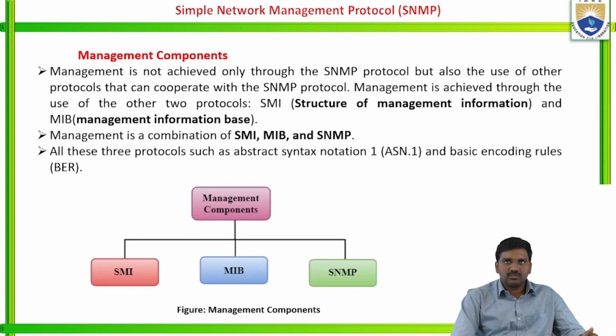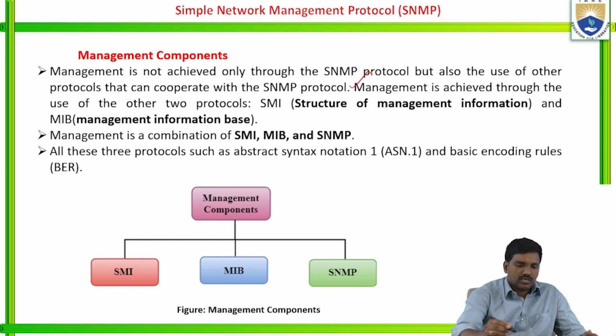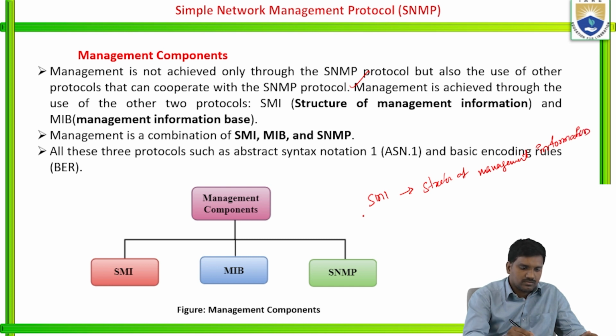Next, management components. Here the MIB has different components. Management is not achieved only through the SNMP protocol, but the user also uses other protocols that cooperate with the SNMP protocol. So management is achieved through the use of two protocols here. The first is SMI, structure of management information. The second one is SNMP and MIB.